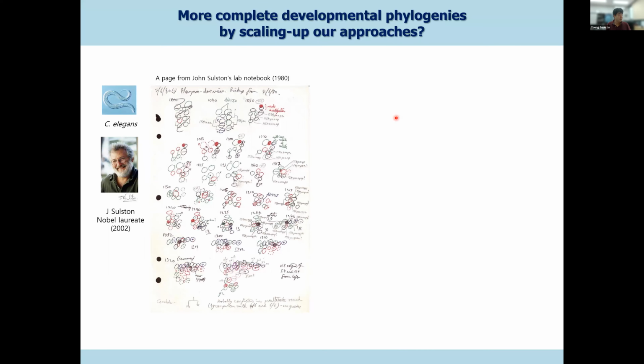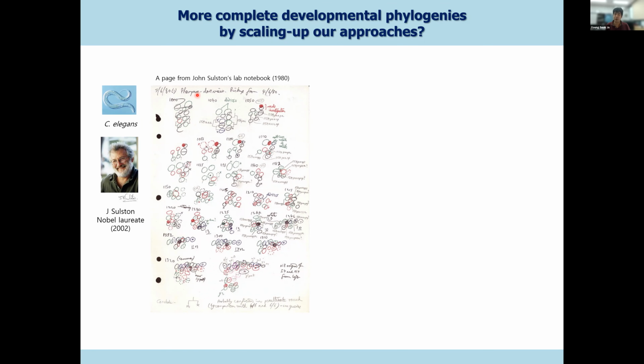So what is our next question? For example, from C. elegans, the transparent worm, Dr. John Sulston identified the complete cellular dynamics in embryogenesis by just visual inspection. But this is impossible for human development.